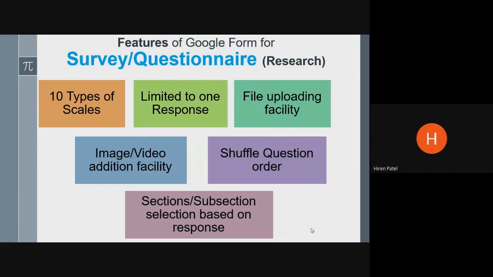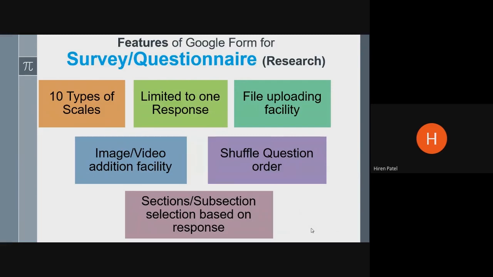These kinds of features of Google Form are very useful in the present situation where, due to lockdown or unavoidable circumstances, it is very difficult for us to move away from home and get the questionnaire filled up in physical presence. So understanding these six features would be very helpful for conducting any kind of survey or filling up the questionnaire. To start with, 10 different types of scales.